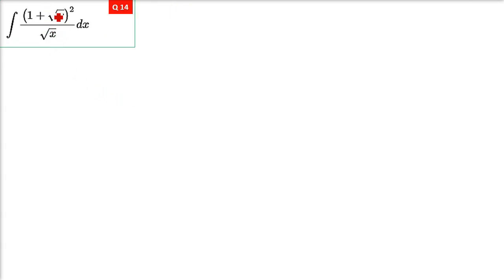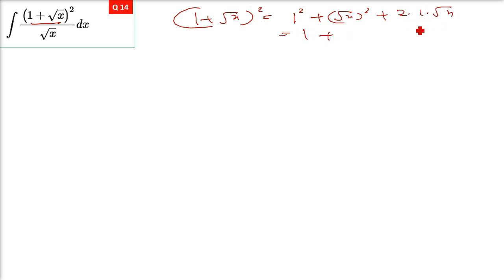Next one is simply like this only. 1 plus under root x whole square is what? A plus b whole square is a square plus b square plus 2ab. So 1 square plus under root x whole square plus twice of under root x. So this is twice into 1 into under root x. So under root x is x raised half. When you square it, 2 into 1 by 2 cancels out. And what is this? 2 root under root x.